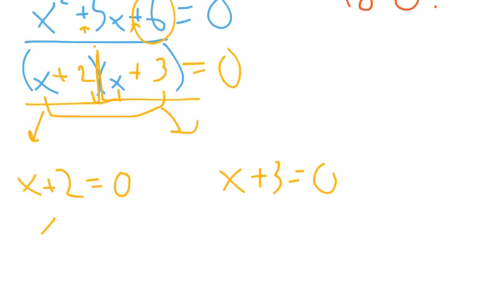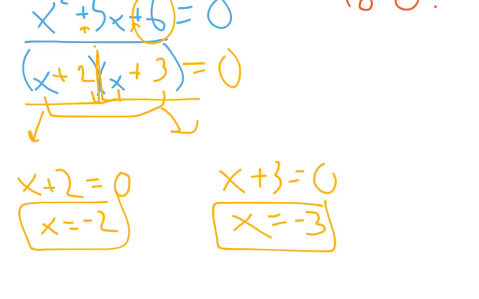And so you solve: x equals negative 2, x equals negative 3. And there we go. All right, so now I have 2 more examples for you. And again, we're going to just kick it up a notch.